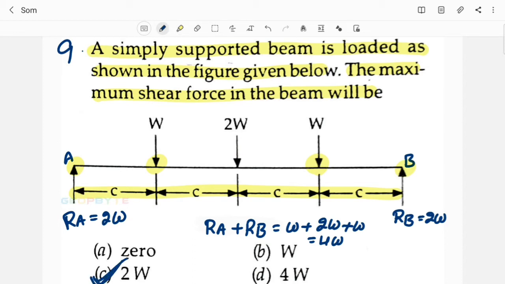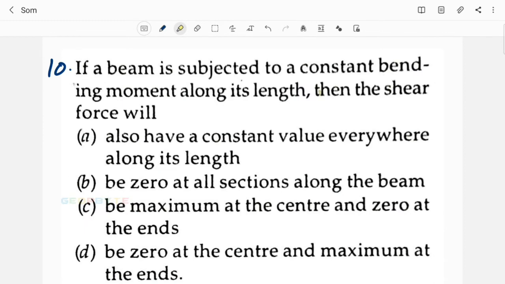Since you are asked to decide the maximum shear force, the maximum shear force occurs at the supporting points for a simply supported beam subjected to several point loads. I hope you clearly understood. Option C is absolutely correct. Look at the next problem. Read the problem. These are all very important problems, my dear friends.